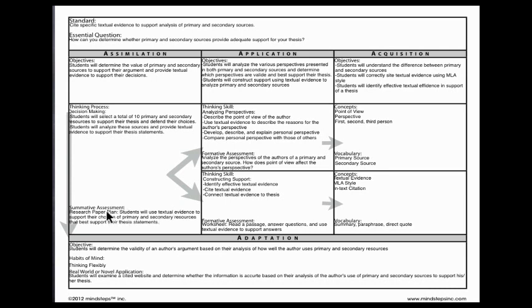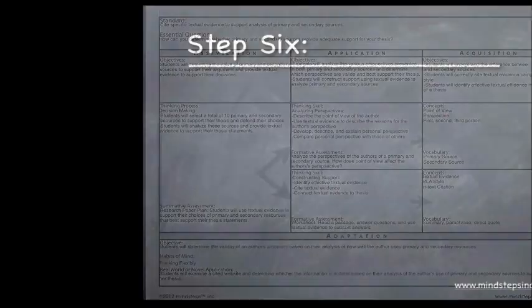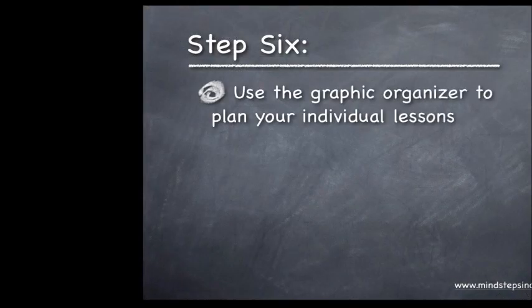Now, notice, once kids are able to do this summative assessment, now they're able to apply it not just to things that are going to support their thesis, but now they can go back and do a deeper analysis of primary and secondary resources by looking at how another author uses those resources. Now, once you've done all of that, you can use your graphic organizer to plan your individual lessons, and each of those bullet points under those thinking skills and thinking processes can become an individual lesson. But this graphic organizer gives you everything you need to start planning your individual lessons.